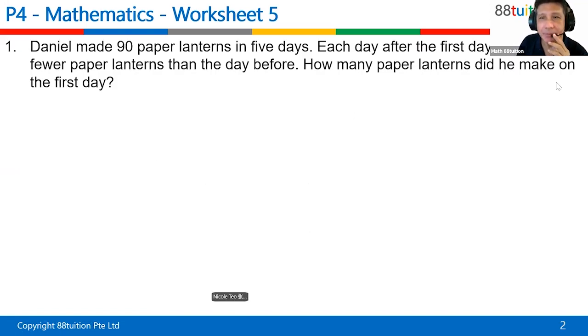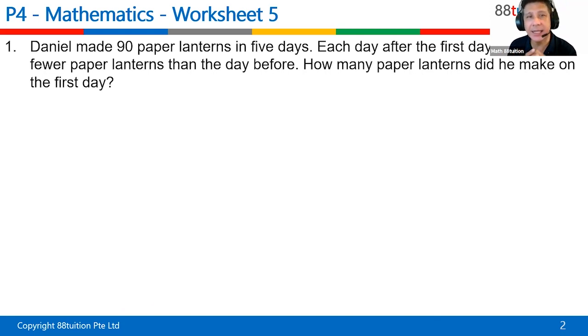It tells us that Daniel made 90 paper lanterns in 5 days. So we know that the total number of days we are interested in is 5 days. It says that each day after the first day, he made 8 fewer paper lanterns than the day before. Even the first day, we don't know how many. But if I draw one rectangle for the first day, then on the second day, I must draw it shorter. Shorter by how long? Shorter by 8 lanterns.